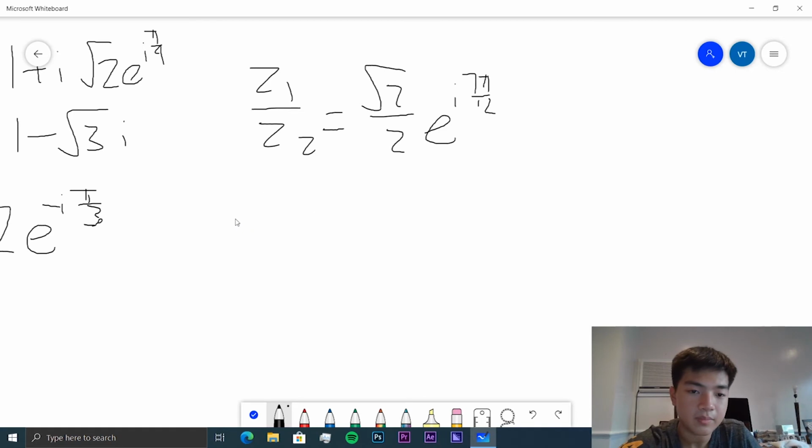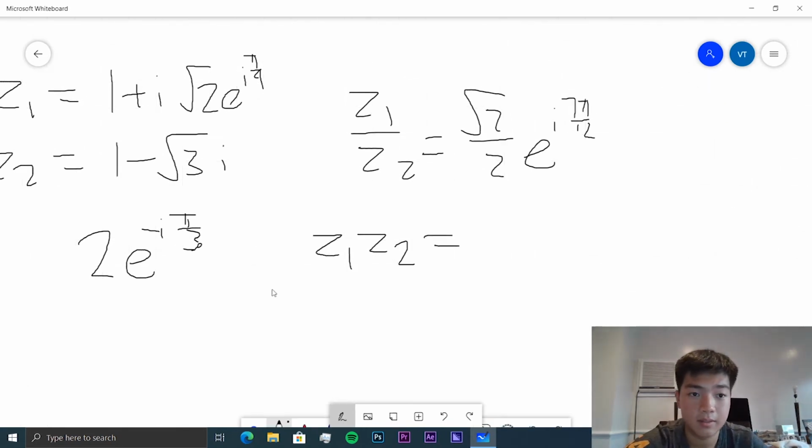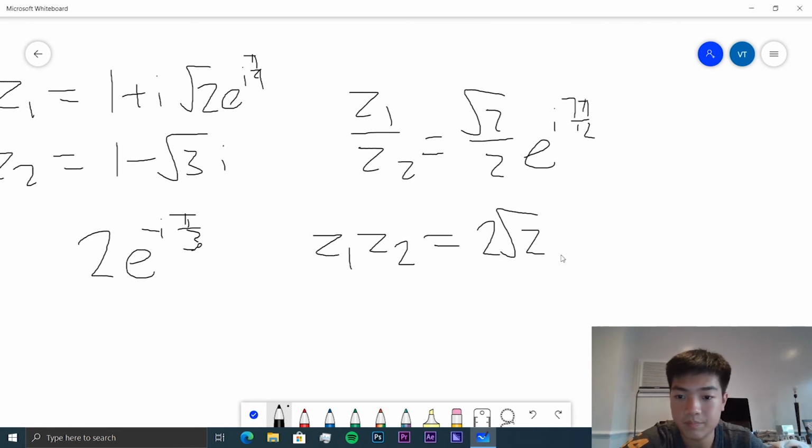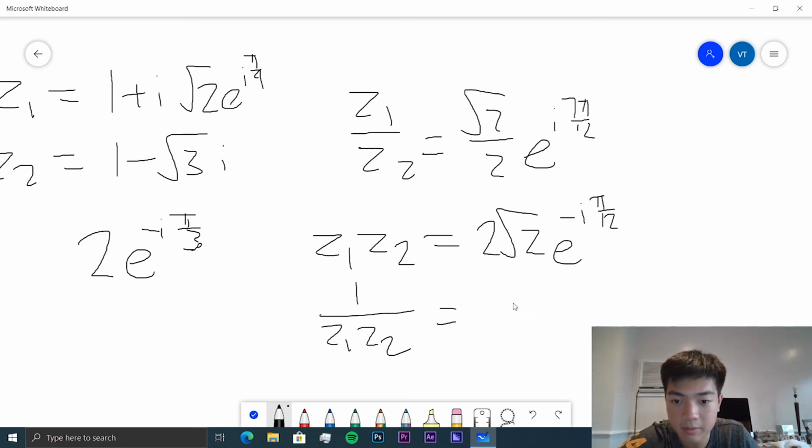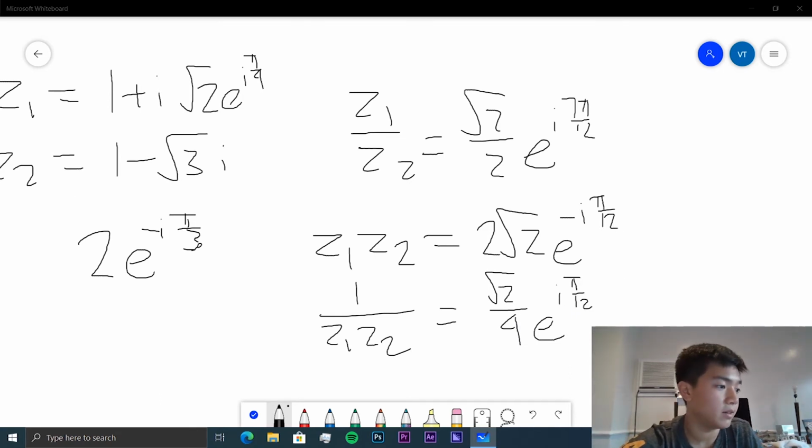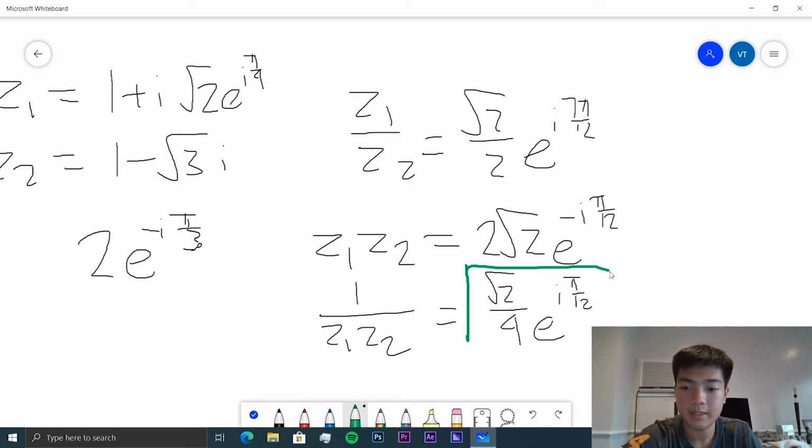So z1 z2 is equal to 2 square root 2 e to the negative i pi over 12. So we have 1 over z1 z2 is equal to 1 over 2 square root 2, which is equal to square root 2 over 4 e to the i pi over 12, since we invert the negative symbol here. Okay, so that's all good.